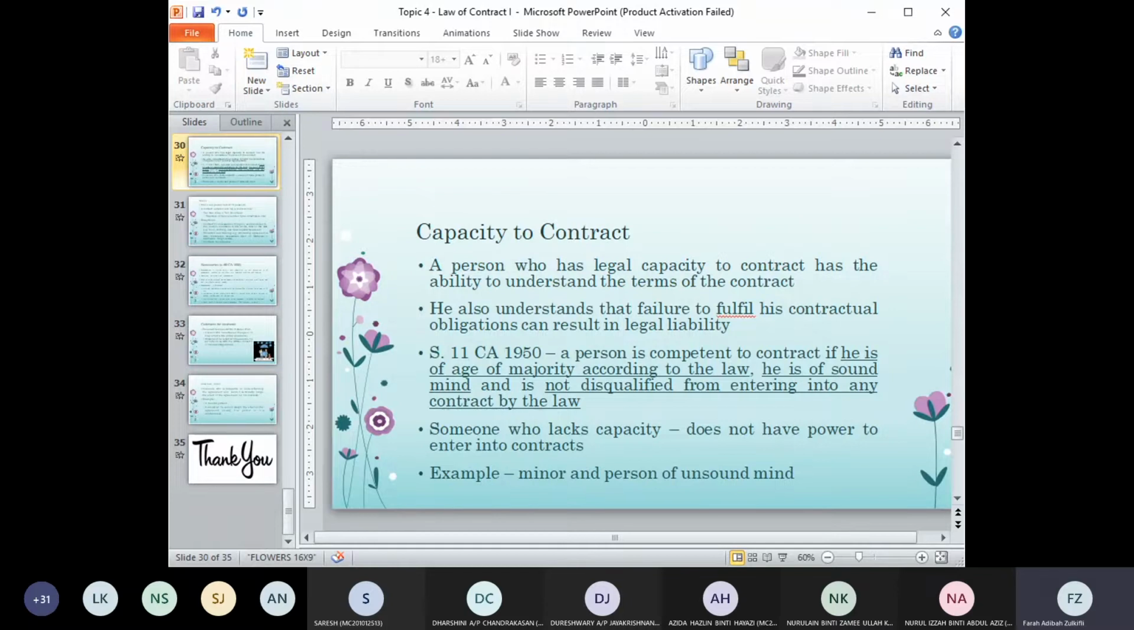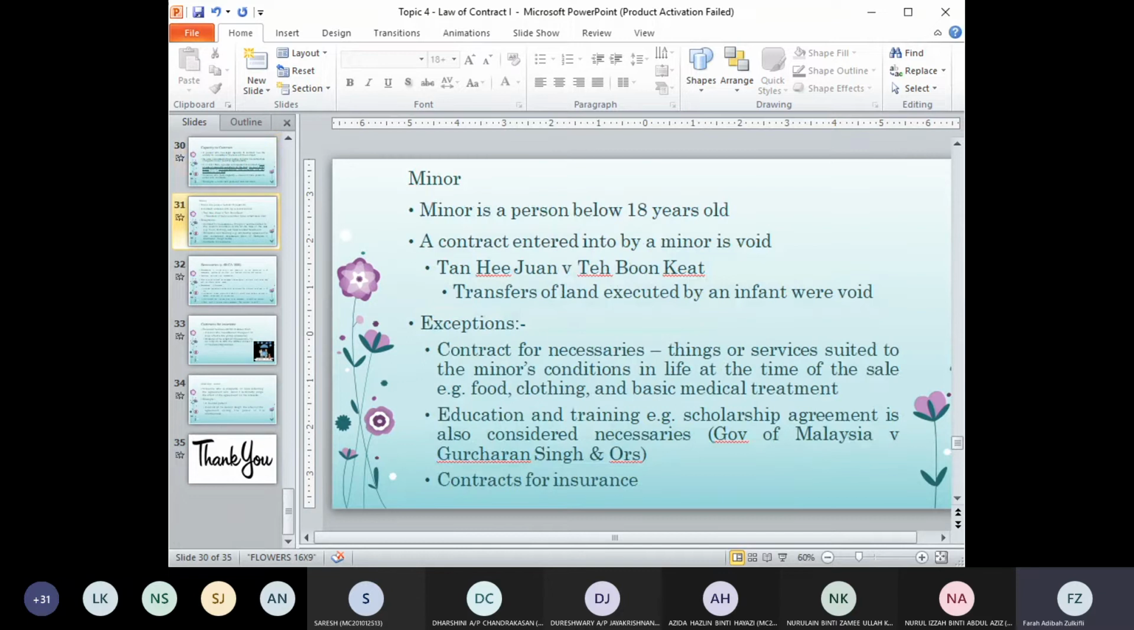So if you are a child, can you sign a contract? Can, but only certain types of contract. Normal types of contract cannot be signed by a child. If you are a minor under the age of 18, and you want to sell a land to someone else or buy a land from someone else, you cannot do it, because a contract entered into by a minor is void.